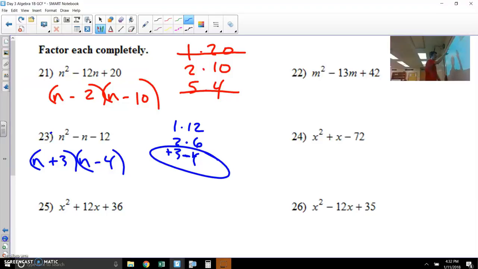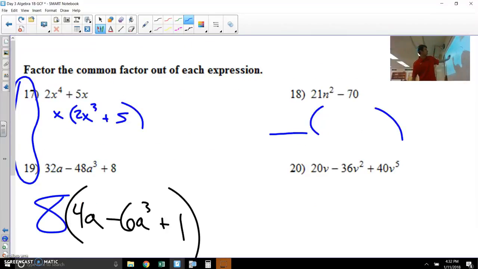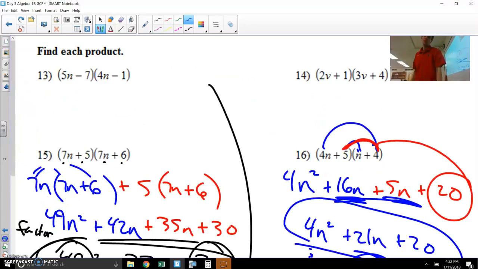I want you to try these last 4. Obviously, I hope that helped you get going. I want you to try these last 2 in the middle, and then, of course, those first 2, 13 and 14. Hopefully that is just enough to get you going.